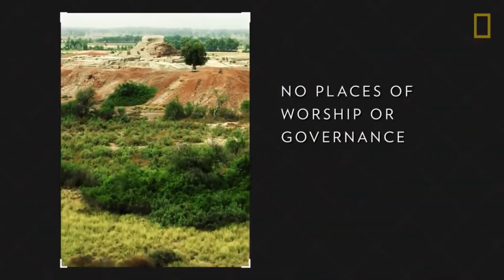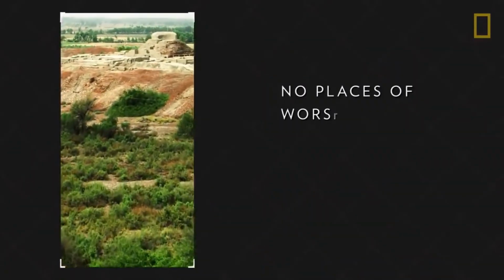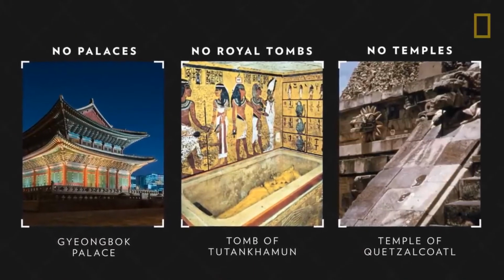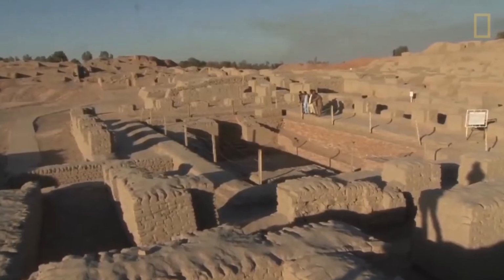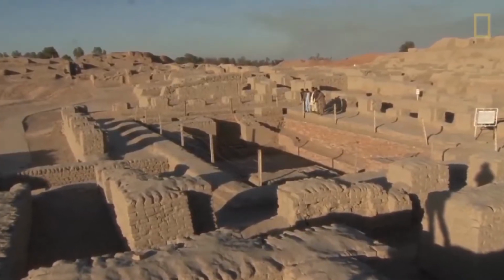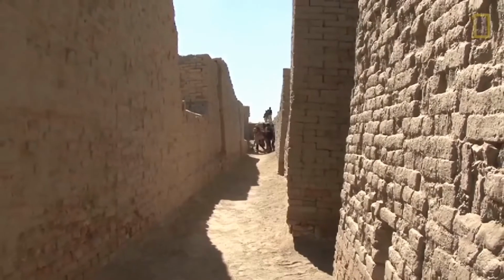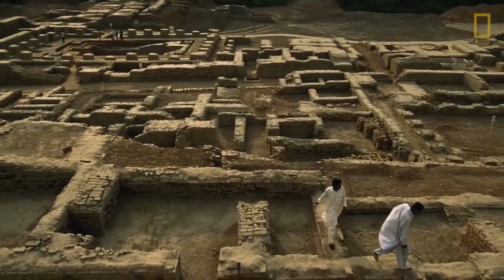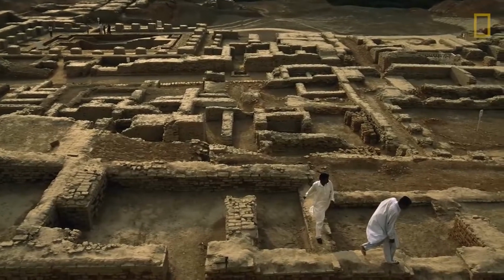Mohenjo-Daro has no places of worship or governance, such as palaces, royal tombs, or temples. This may indicate that the society was not built around state interests like the Egyptian and Mesopotamian societies at the time. Rather, the class structure of Mohenjo-Daro may have been relatively equal.